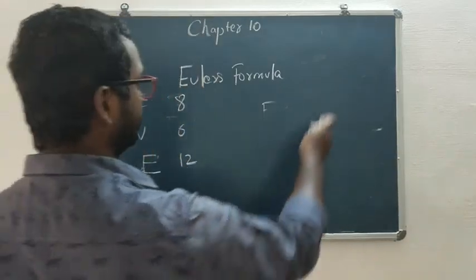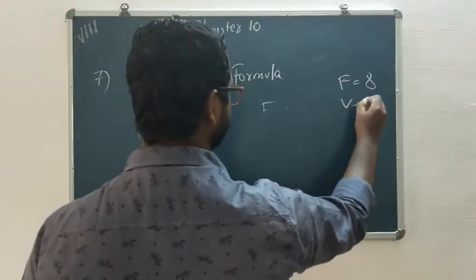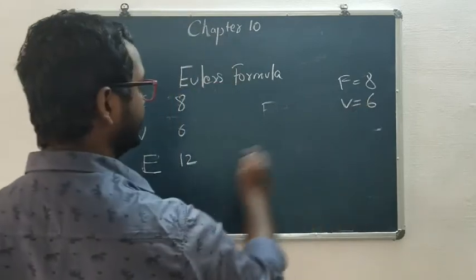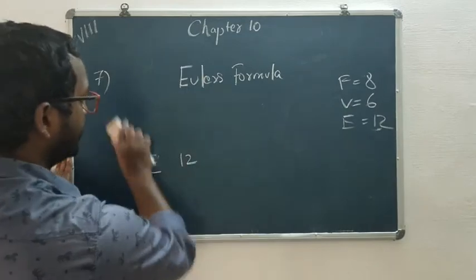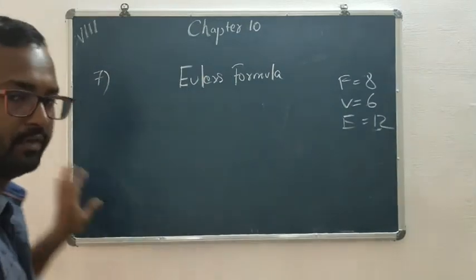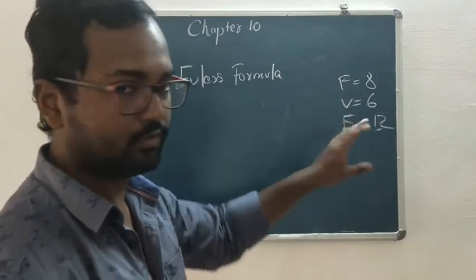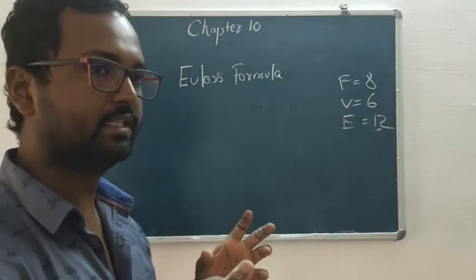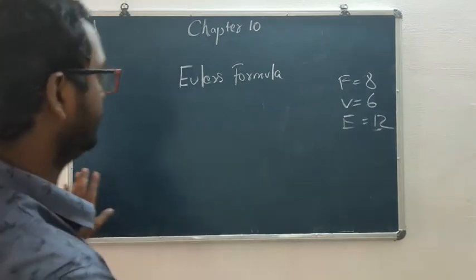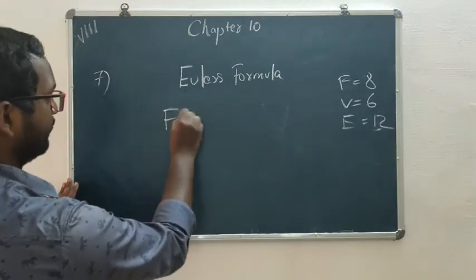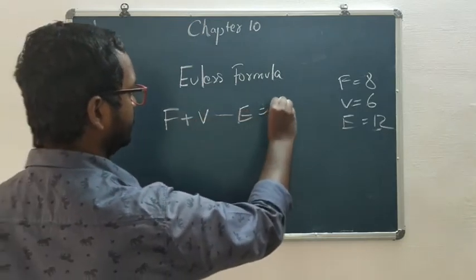How many did you get? Faces we have 8, vertices we have 6 and edges we have 12. Okay, now let's verify that using Euler's formula. So I am giving you a question. There are 8 faces, 6 vertices and 12 edges. Now you have to find out whether these given details belong to a polyhedron or not. Okay, now you have to apply Euler's formula. F plus V minus E is equal to 2.